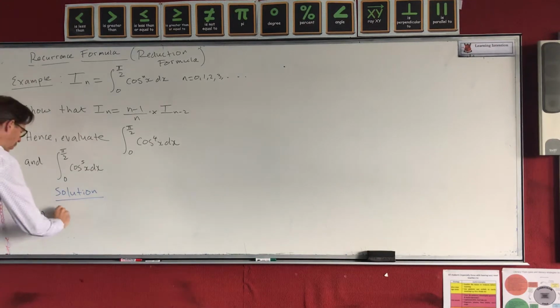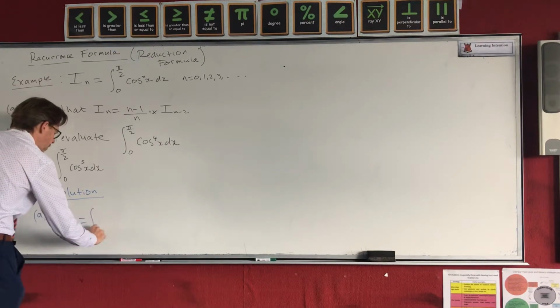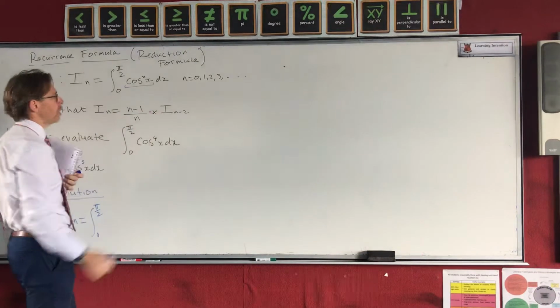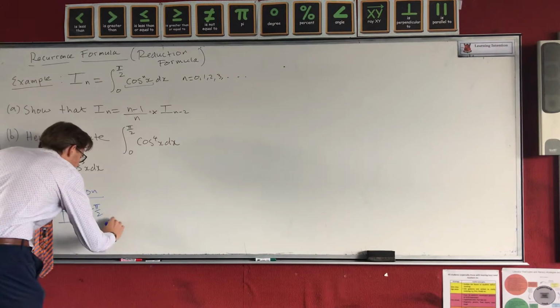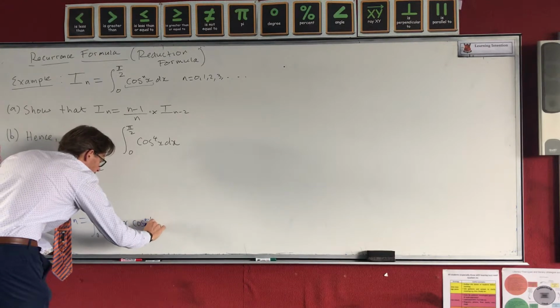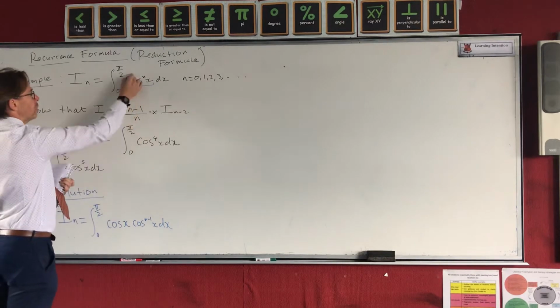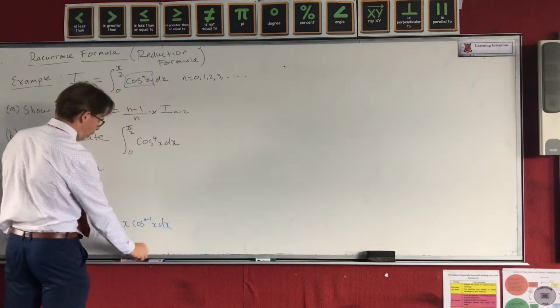Well, first of all, we're going to write down the integral, and you'll notice that there is only one function here. Now, integration by parts requires two functions. So what we're going to do is split this up into cos x and cos^(n-1) x dx. Now the product of those two functions is equal to this function here. Now we have two functions, so we can use integration by parts.